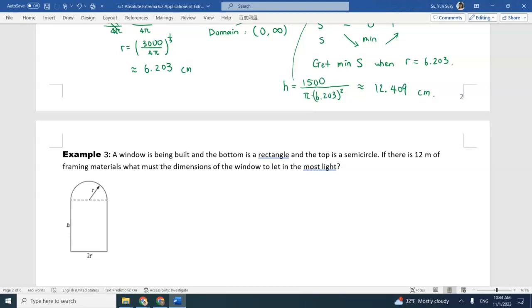So let's see. The variables r and h are already set up. So we know perimeter is 12. And what is perimeter? Do you see this part is half of a circle? What is the circumference of a whole circle?